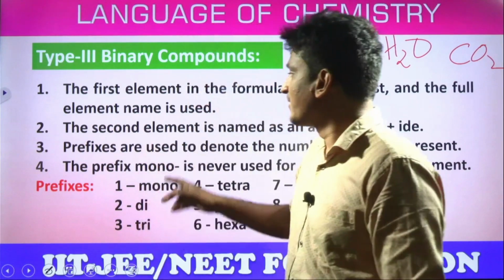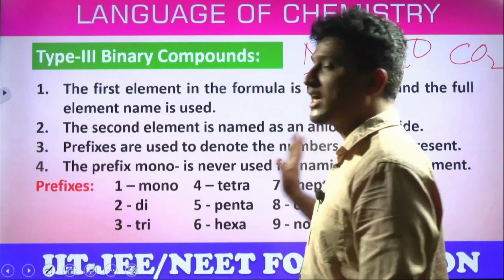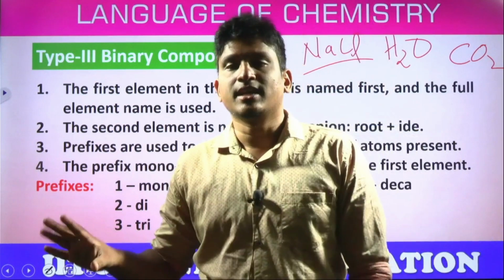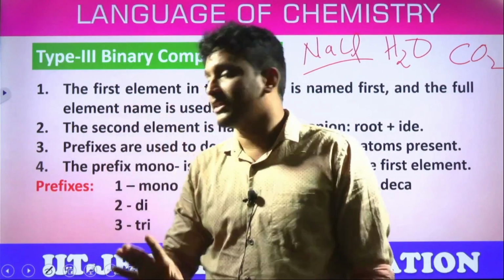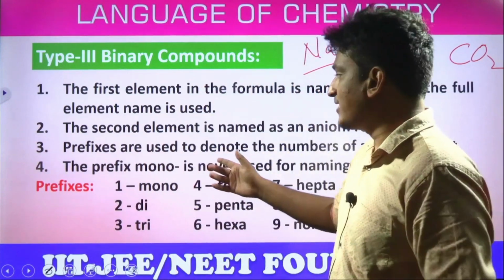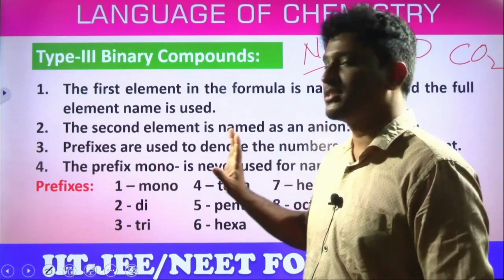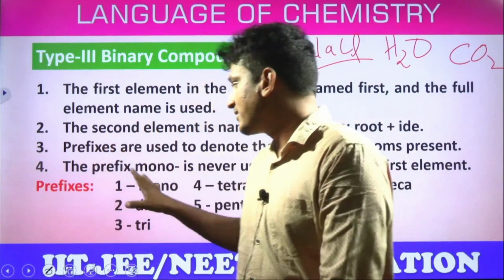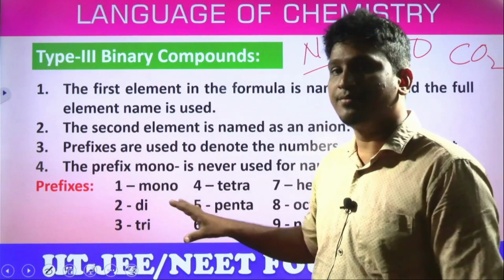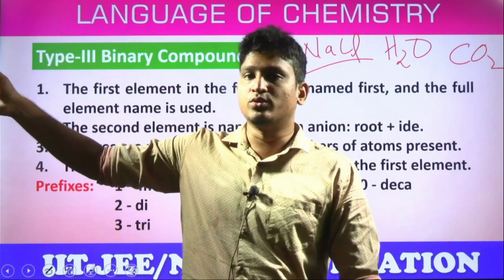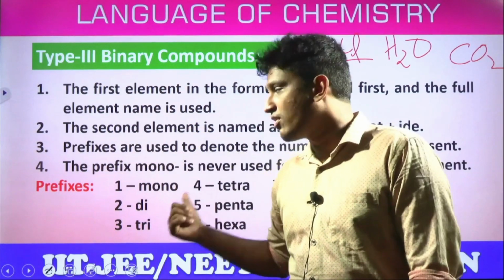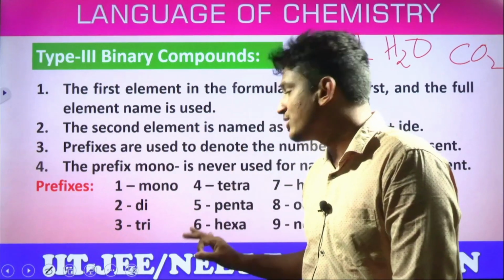The same procedure. The second element is named as an anion, root plus ide. This point is also the same. The second element should always end with ide, the highly electronegative element. Prefixes are used to indicate the number of atoms present. This is the main point. This is the difference between naming of type 1 and type 2 with type 3. What do we have to use? You have to use prefixes.